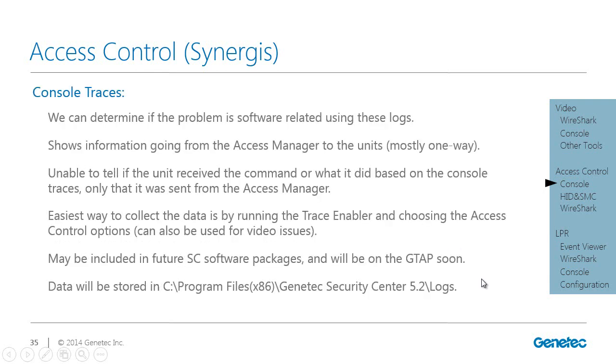Okay, so the first thing we're going to look at are the console logs. With these logs, the support team will be able to know if the problem is software related. The logs show that the data is going between the access manager and the units, which is basically one way most of the time, coming from the access manager and going to the units.